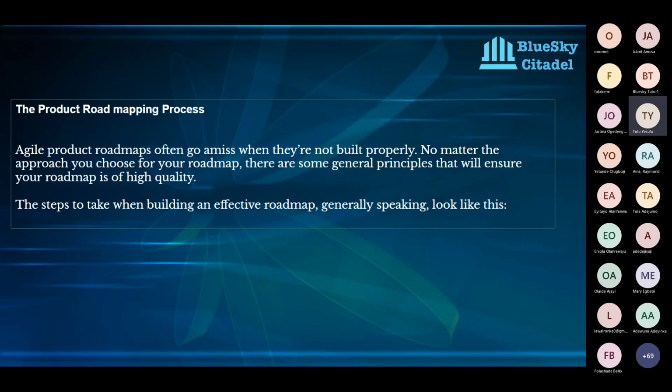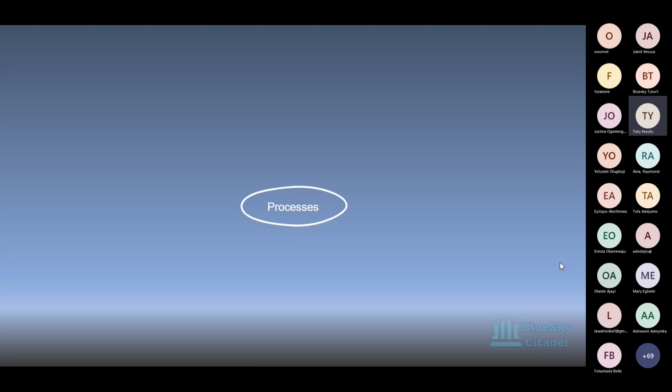The product road mapping process. Now, agile product roadmaps often go amiss when they are not built properly. It's one thing for us to talk about building a roadmap, but it's another thing to actually build a roadmap and build it properly. So no matter the approach you use for your roadmap, there are some general principles you need to have in place to ensure that your roadmap is of high quality. So I've put together some steps to take when building an effective roadmap. Generally, it would look like this. So I'll go to the next slide.